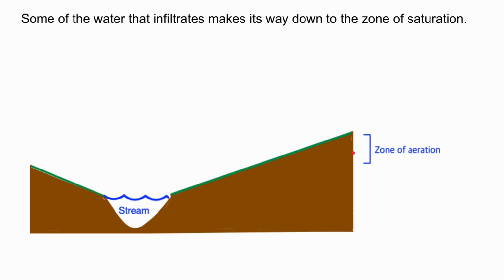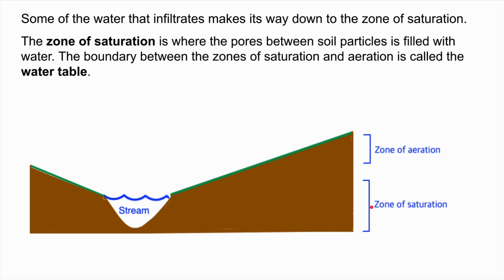Now, some of the water is going to make it down past the zone of aeration and down below that to what we call the zone of saturation. Whereas in the zone of aeration there is air between the soil particles, in the zone of saturation it is saturated with water, and there's no air there. So plant roots can't grow in this. The zone of saturation is the part of the soil where all the pore space is filled with water.